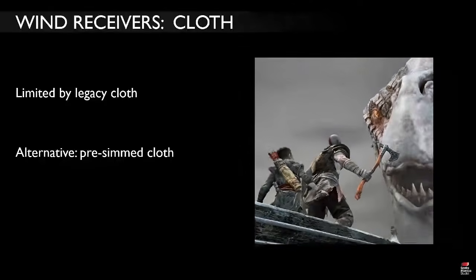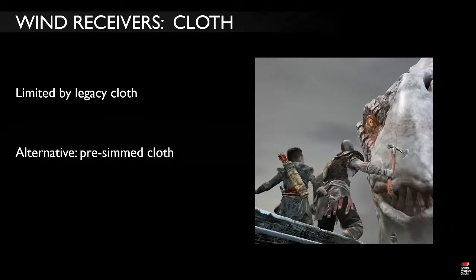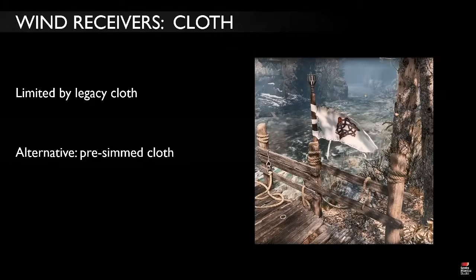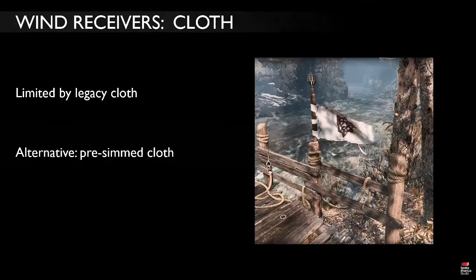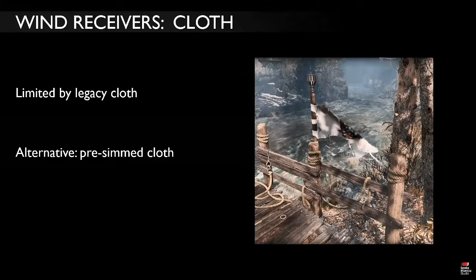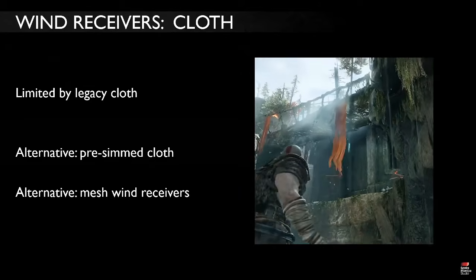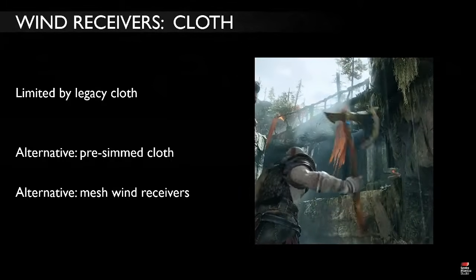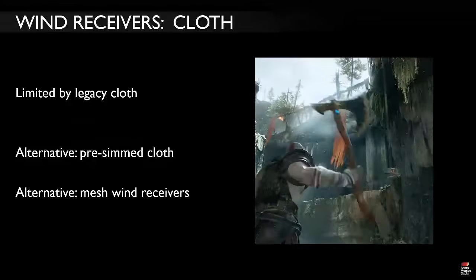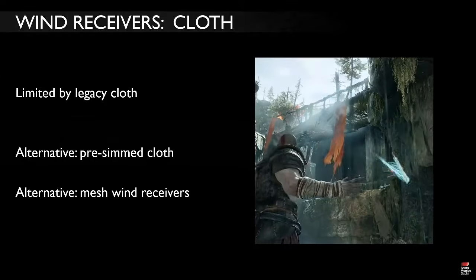Some of those are non-interactive pre-simmed elements. These are mostly in cinematics. Or on objects that serve a design function, like this boat dock flag. You want this to be visible even in calm settings. And we're also able to get some interactivity by skipping the cloth system completely and using mesh receivers. I'll talk about those shortly.